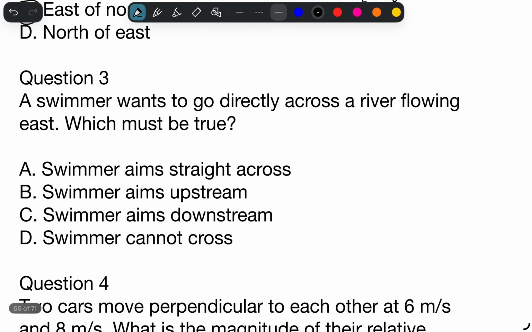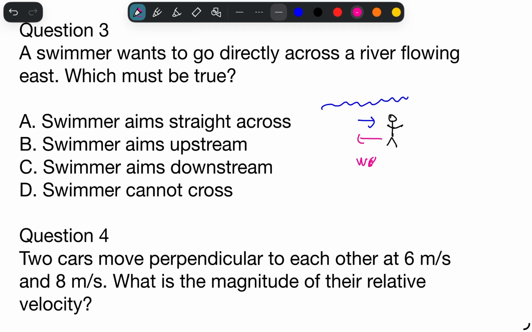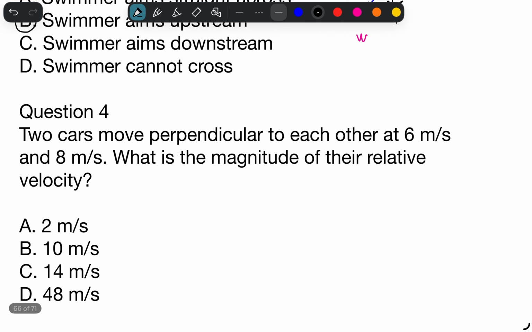A swimmer wants to go directly across a river flowing east. What must they do? So currently our river is going to be pushing our swimmer in the east direction. In order to undo that, the swimmer must push against the river and go to the west. So the swimmer must go upstream, because downstream is where the river flows. So your answer is B, to counter.